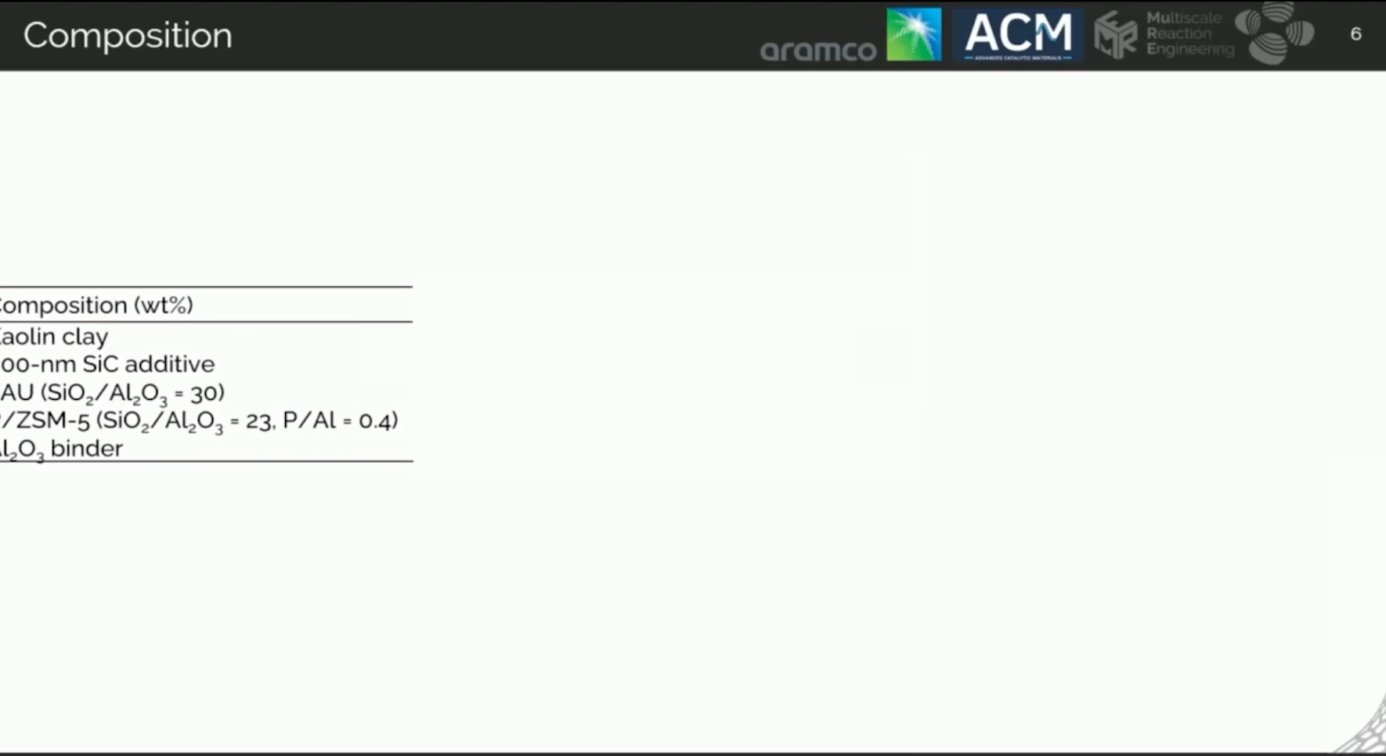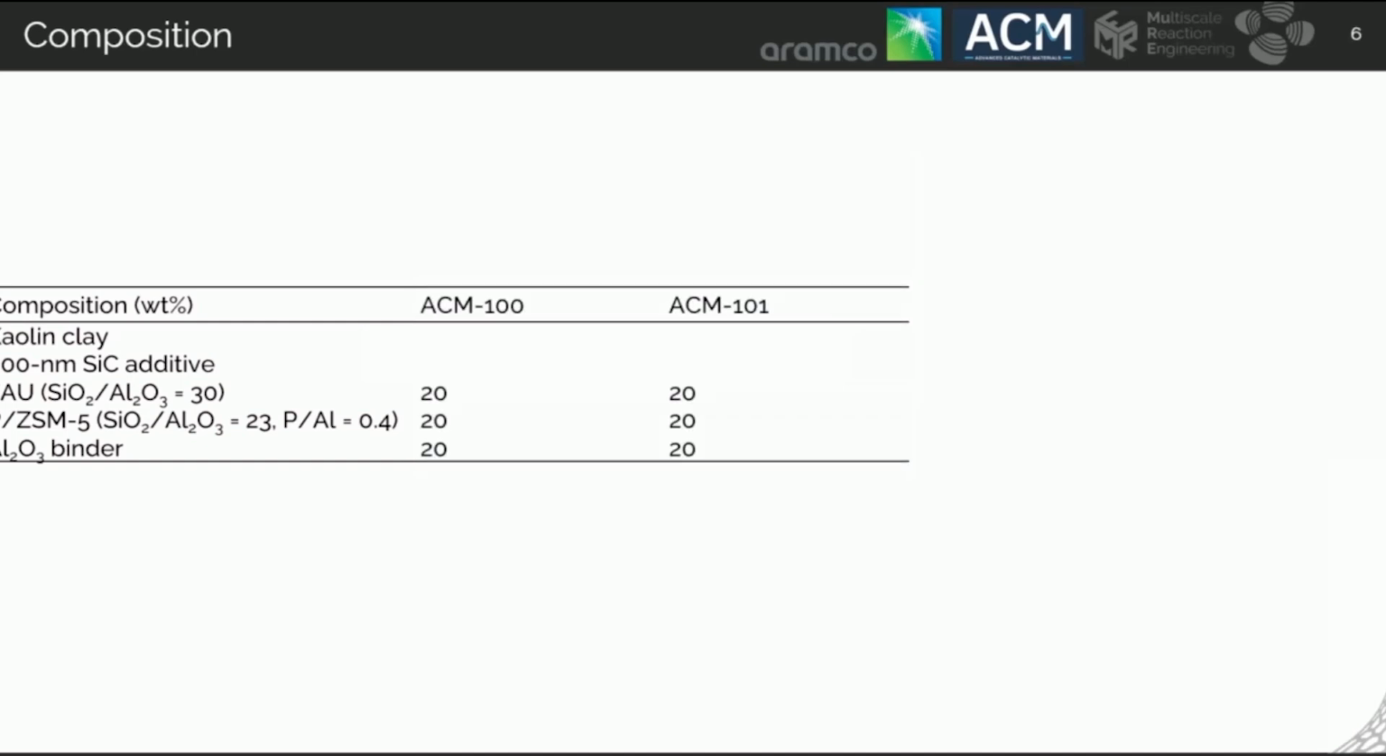The composition of our catalyst is similar to that of fluid catalytic cracking, but the only difference is that we are incorporating silicon carbide nanoparticles. In this paper, we showed that our formulations share the same zeolite and binder composition. However, the difference is only in the silicon carbide nanoparticles. One of them has the silicon carbide, which is the ACM101, the other does not have.